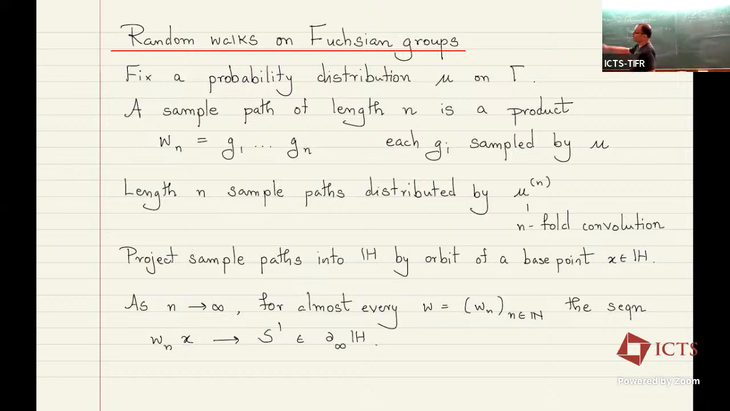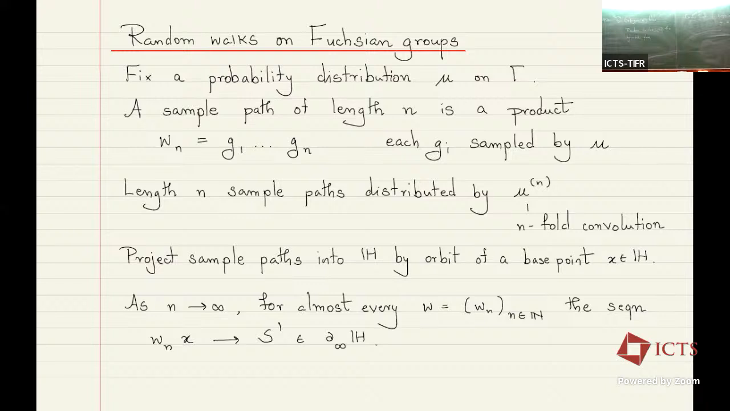Okay, so that's how we're getting random walks on our groups. Is this clear? Remember, our group has a really nice action in hyperbolic space, so I can project my sample paths into hyperbolic space using the action. I fix some base point, generate a sample path up to n steps, and act on this base point, and I move somewhere.